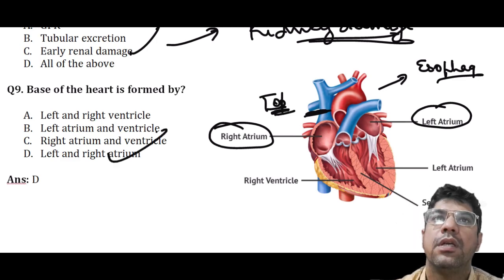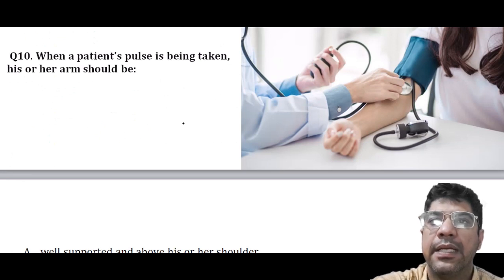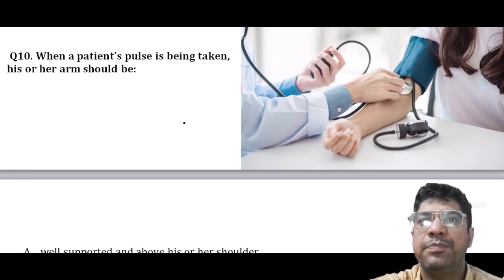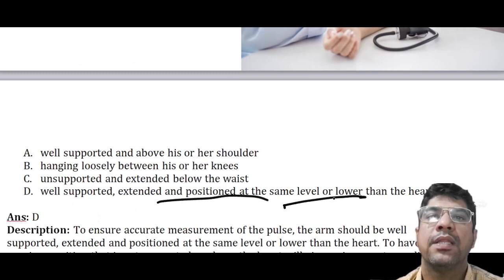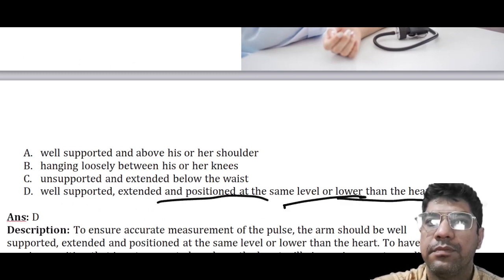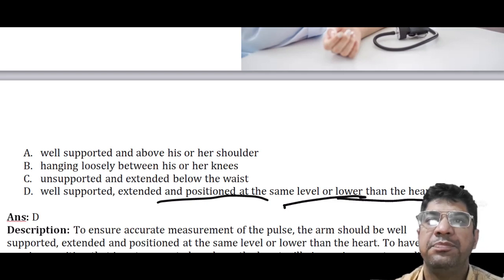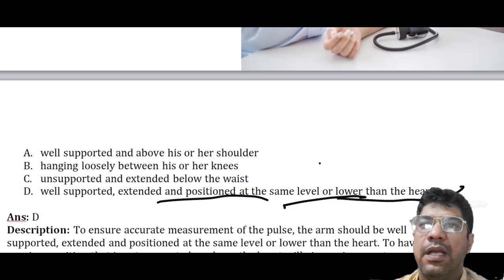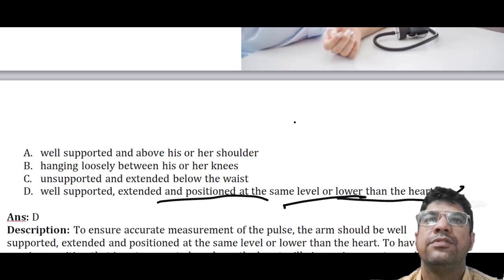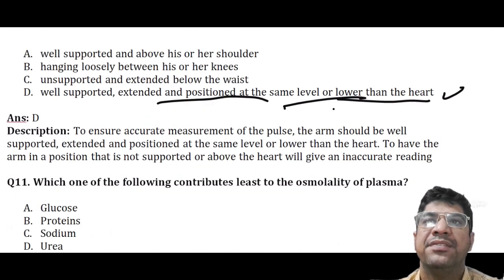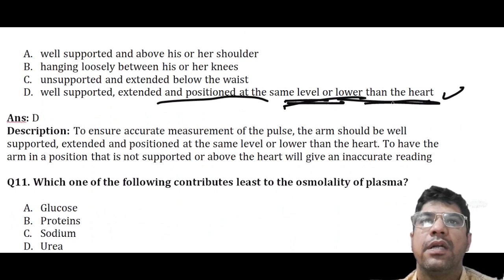Coming to the next question, when a patient's pulse is being taken, his arm should be well supported and extended, positioned at the same level as or lower than the heart. This position ensures an accurate measurement of the pulse. Placing the arm in different positions can lead to inaccurate readings. So the arm should be at the same level or lower than that of the heart.